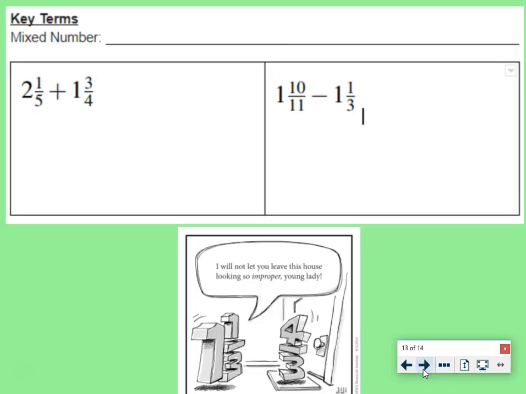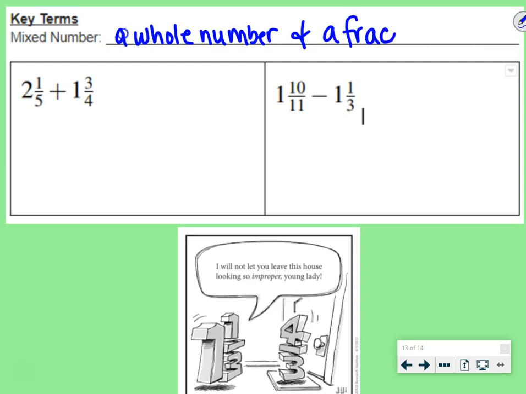All right, and then the last piece, we have to talk about adding mixed numbers. A mixed number is a whole number and a fraction. It's got both pieces. Whole number, fraction, like 2 and 2/3. It's got a whole number piece and a fraction piece.